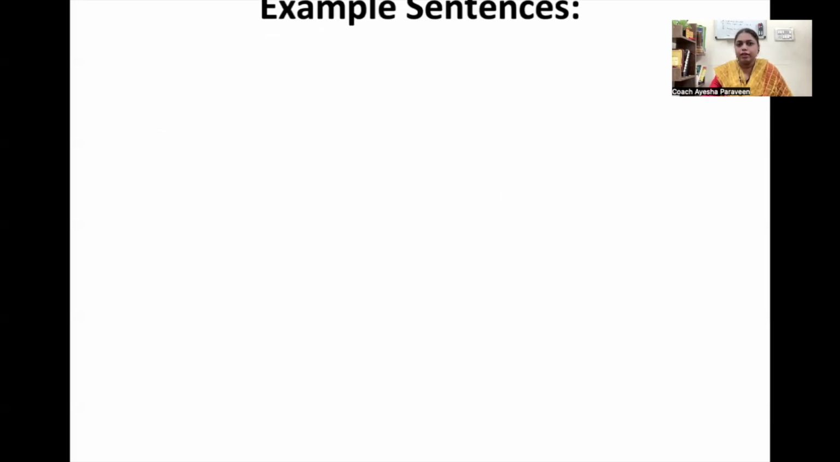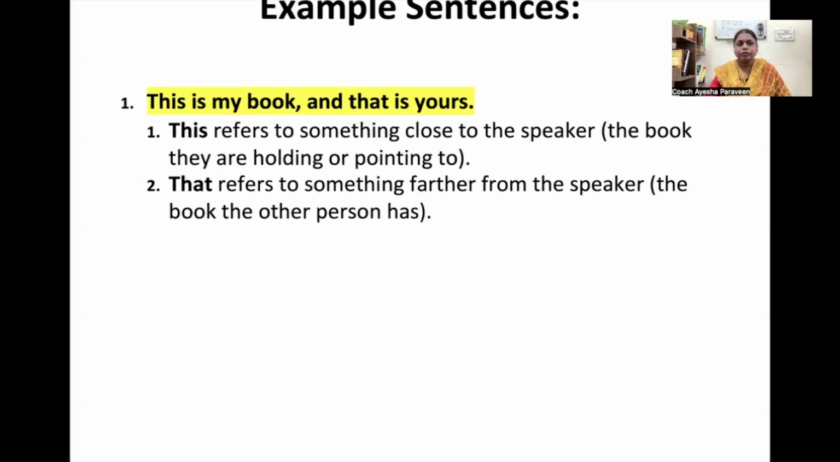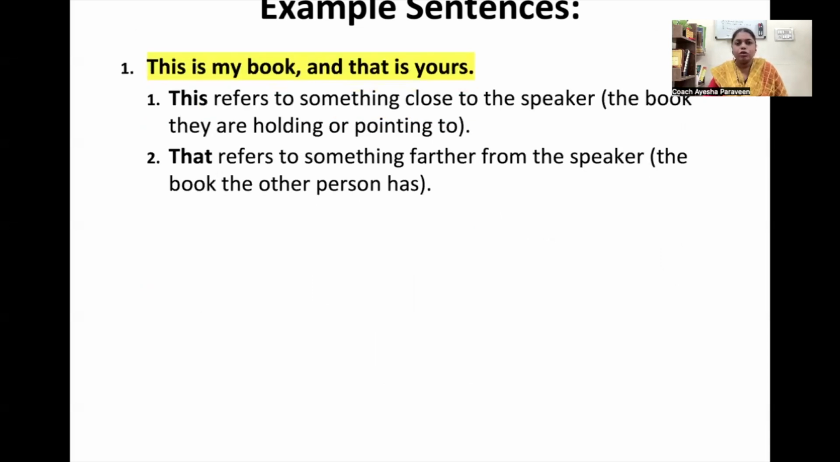So we'll go with a sample sentence. This is my book and that is yours. So this refers to something close to the speaker. When we are speaking, if something is close to the speaker, the speaker will use this. The book they are holding or pointing to, that is this. That refers to something farther from the speaker. The book the other person is holding, or that is kept far away from the speaker, that. This, that.